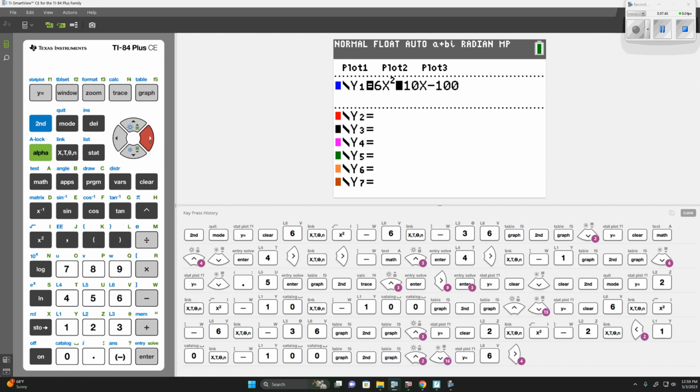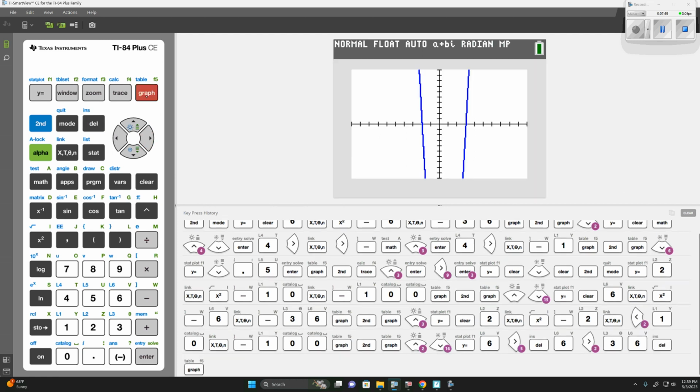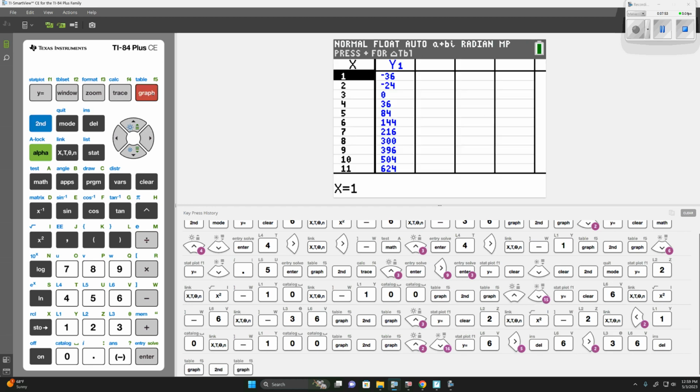6x squared minus 6x minus 36, graph. We have two spots where it crosses the x-axis. One of them is at negative 2 and the other is at 2. Wait, is that 2 or 3? 3. Negative 2 and 3.